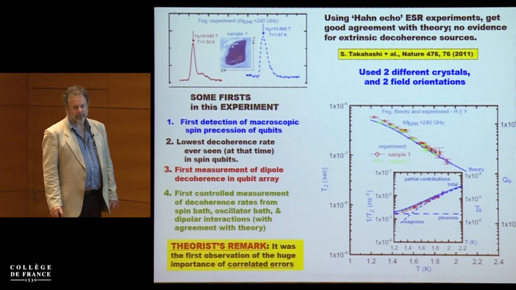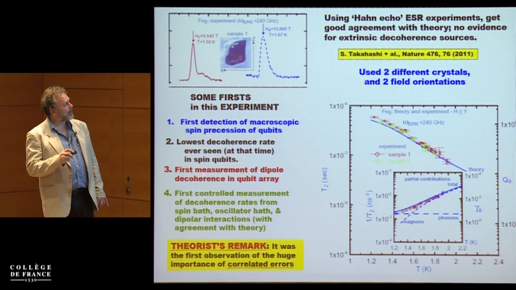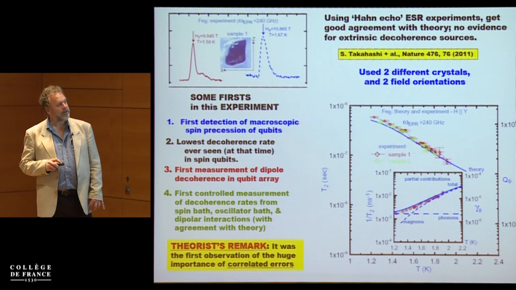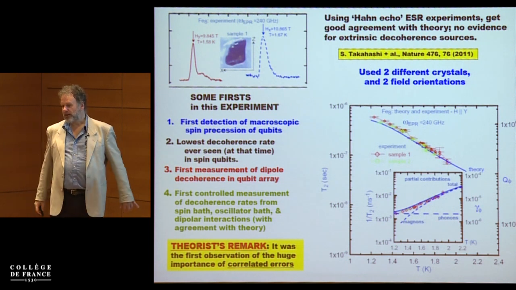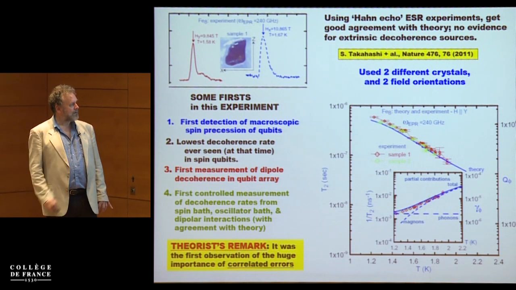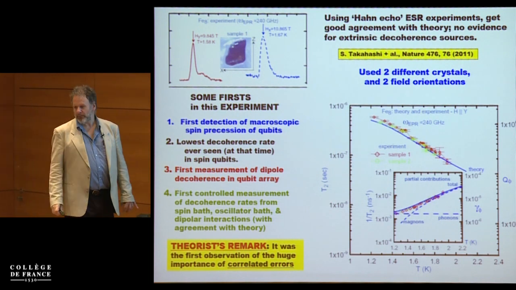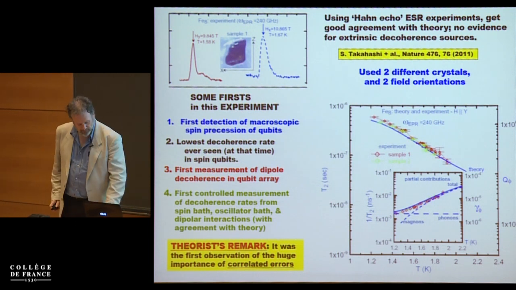So they actually asked us to write the paper with them, which we did, and this is their bullet list of why this was an important experiment. It was the first detection of macroscopic spin precession of qubits, lowest decoherence rate ever seen at that time in spin qubit systems, first measurement of dipole decoherence, which is what I'm calling correlated errors, and first controlled measurement of decoherence rates with all 3 mechanisms. But my feeling was that this was the first observation of correlated errors in a big way, where theory and experiment could be made to fit quantitatively.